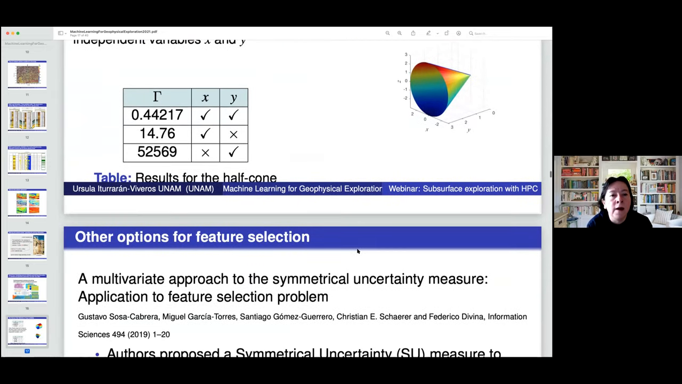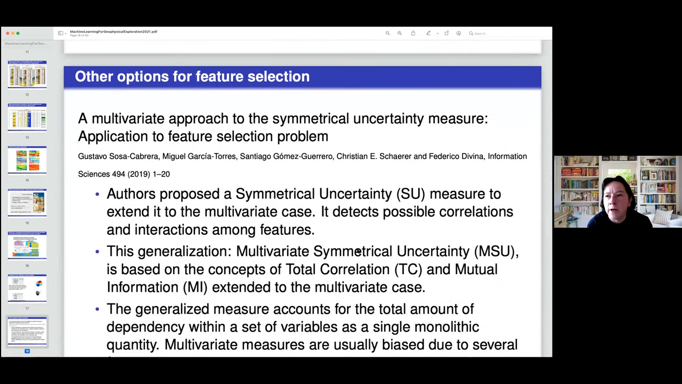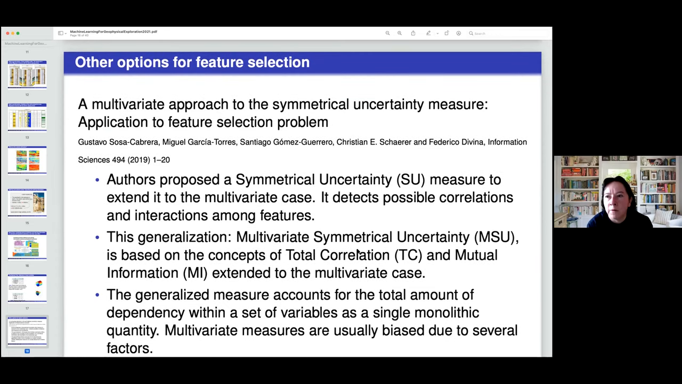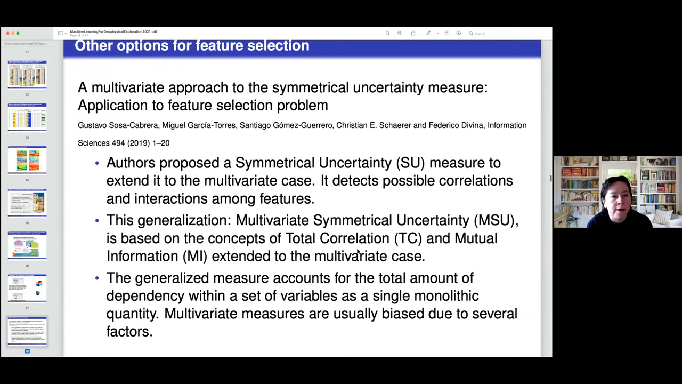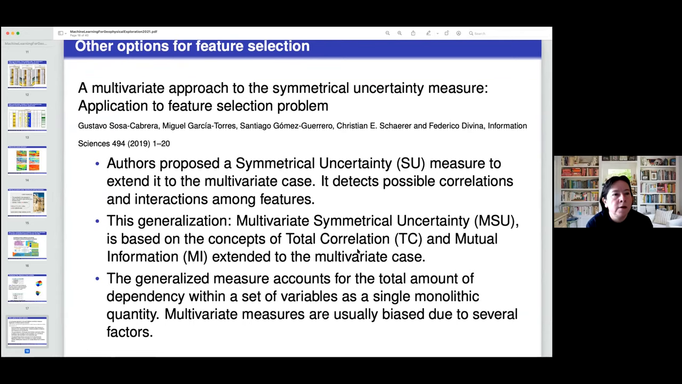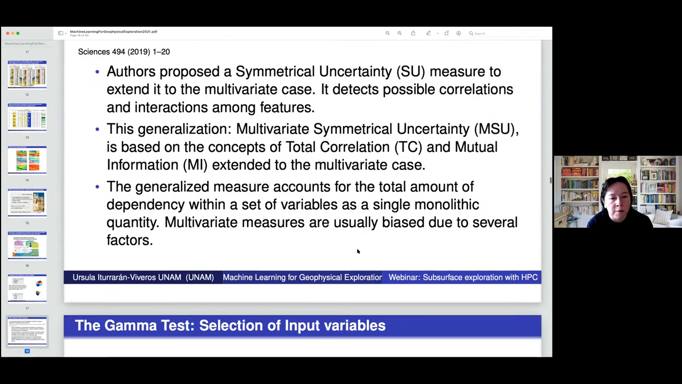There are other options for that. I always use the gamma test because it's something that my PhD supervisor developed a long time ago. But there are other approaches or techniques, such as this one, but I will not talk about this today.